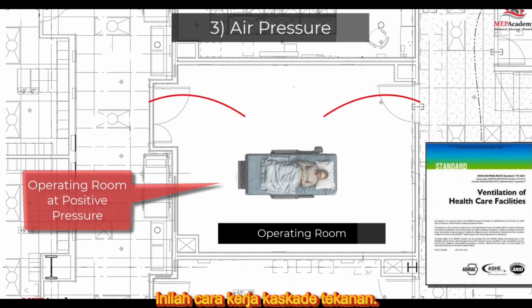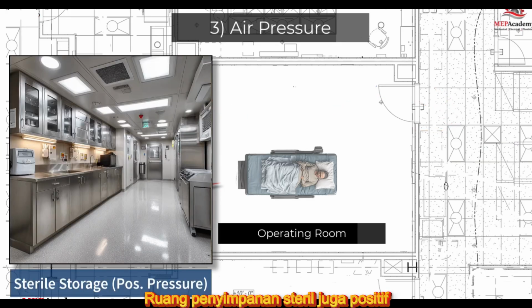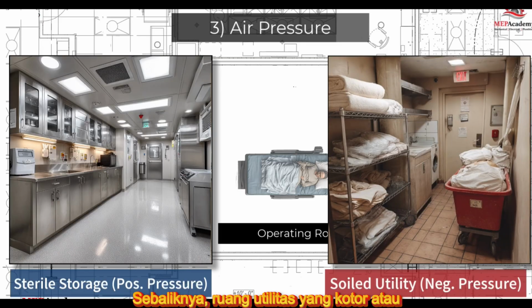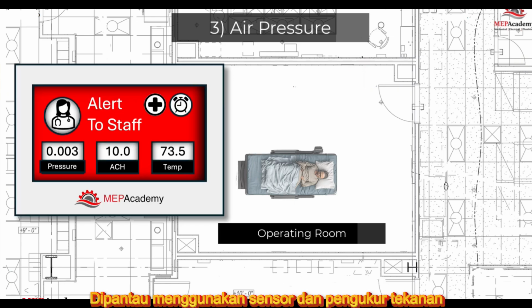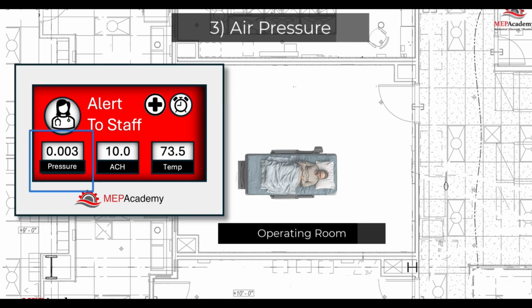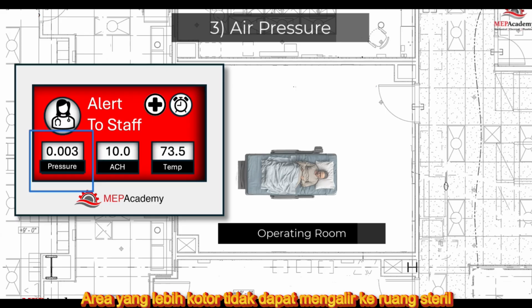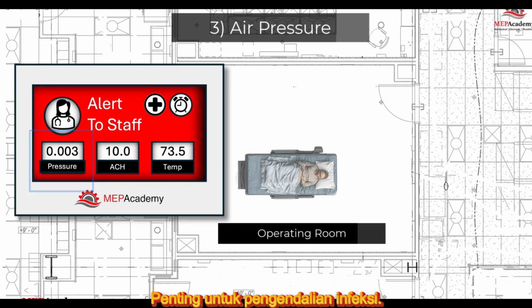Here's how the pressure cascade typically works. The operating room is positively pressurized compared to corridors and adjacent support spaces. Sterile storage rooms are also positively pressurized to protect clean supplies. In contrast, soiled utility rooms or decontamination areas are kept at a negative pressure to contain contaminants. These pressure differentials are actively monitored using sensors and pressure gauges. If pressure drops below the required threshold, alarms are triggered to alert staff. This directional airflow ensures that airborne particles from dirtier areas cannot flow into sterile spaces, critical for infection control.